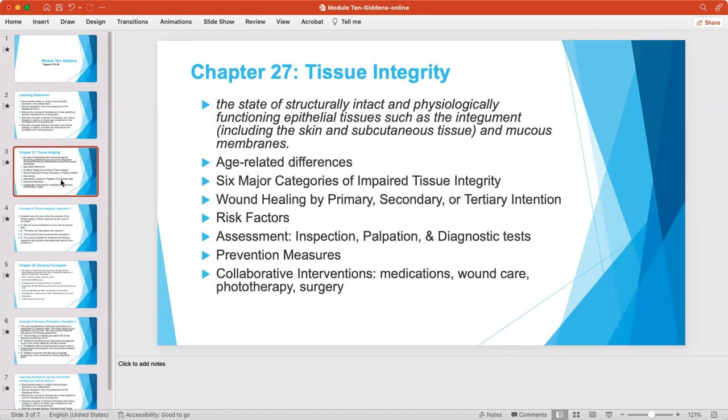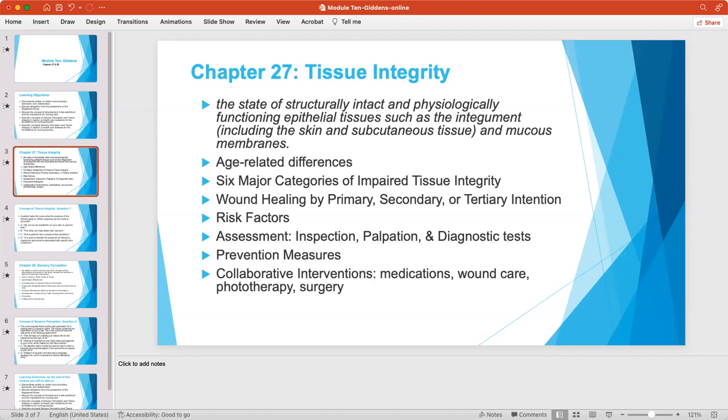Chapter 27 discusses tissue integrity. Be familiar with the definition. And just remember that tissue integrity ranges from partial thickness injury involving the epidermis to a full thickness injury involving the dermis and below. Review the normal physiological process in figure 27.2.